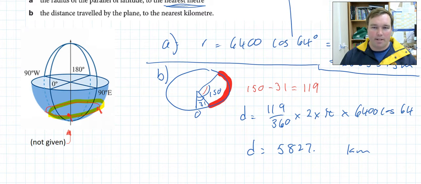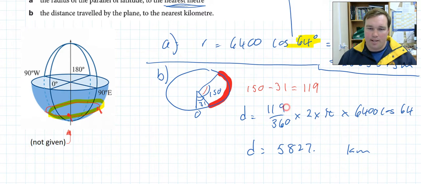Alright, sorry about the mess up in the end answer, but good to watch me make mistakes so you don't make them. This angle has to be the north-south one. This angle is the number of degrees they're separated east and west.